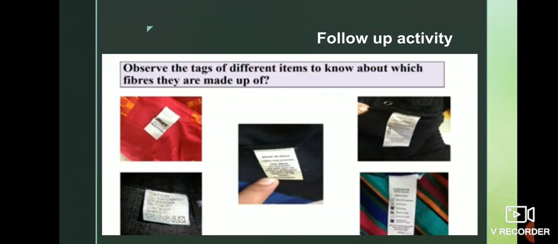So that's all for today. Let's move to the follow-up activity. Observe the tags of different items to know which fibers they are made up of. So you can see tags on your clothes, t-shirts, pants, trousers, shirts, etc. Observe the tags and on that it will be written whether it is cotton, jute or polyester. So observe it and find out which fibers are used to make up that clothes.